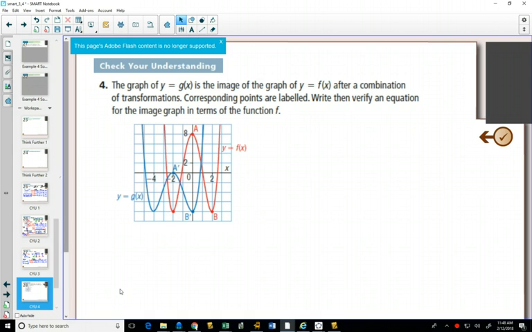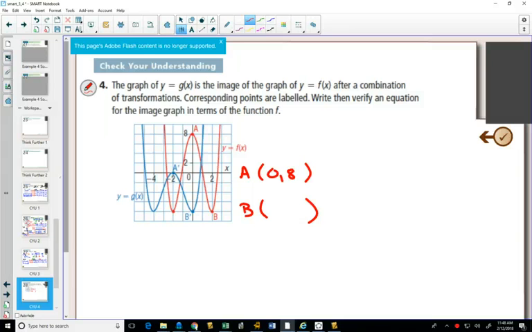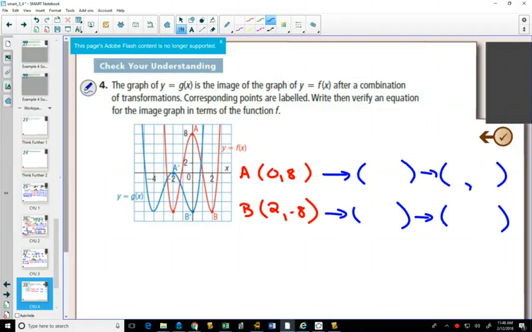What do we know? We know that we started with 2 points on f of x, point A and point B. A was at (0, 8). B was at (2, -8). Transformations happened, and the point A ends up at (-2, 0), and the point B ends up at (0, -8).